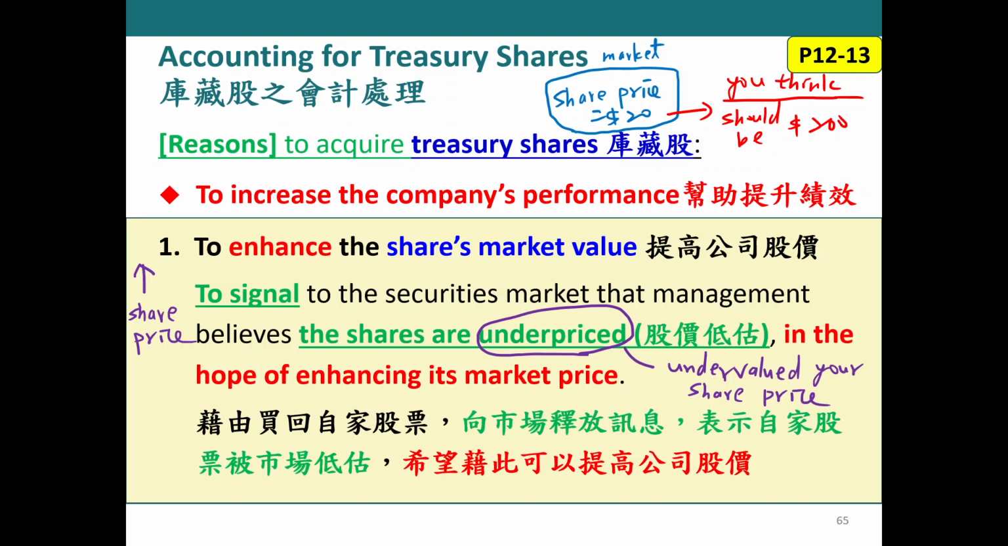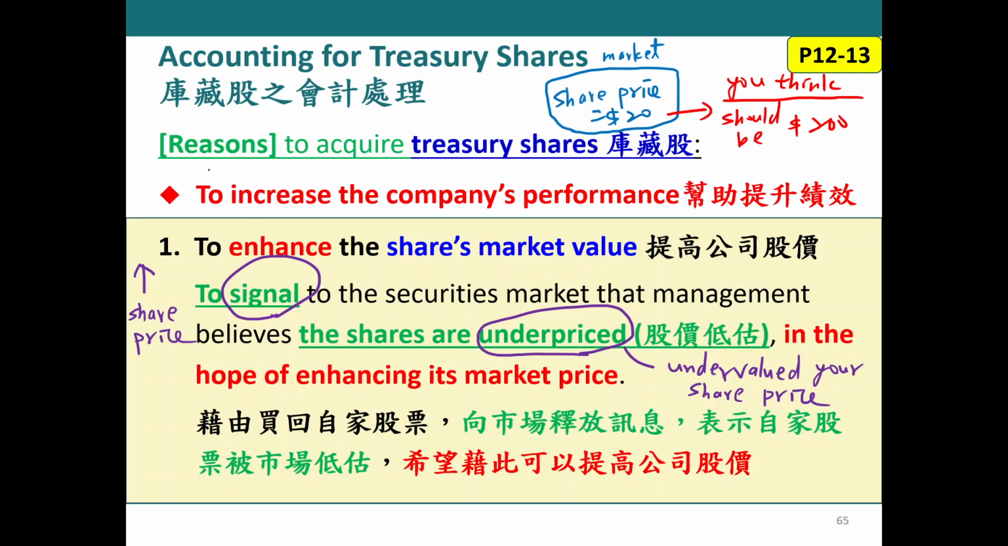So what should we do? We say the share price in the market is too low, so we don't want to sell the shares in the market. We decide to buy back the shares, to tell investors and people in the market that the share price is too low. So we are willing to buy back the shares. It's like a signal: I release the information to the market, telling them I'm willing to buy back the shares rather than trade them in the market.